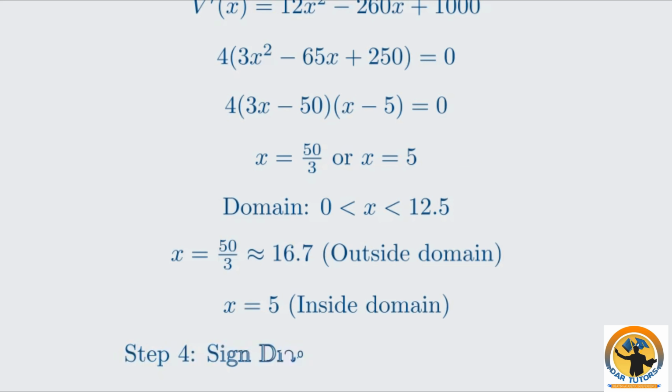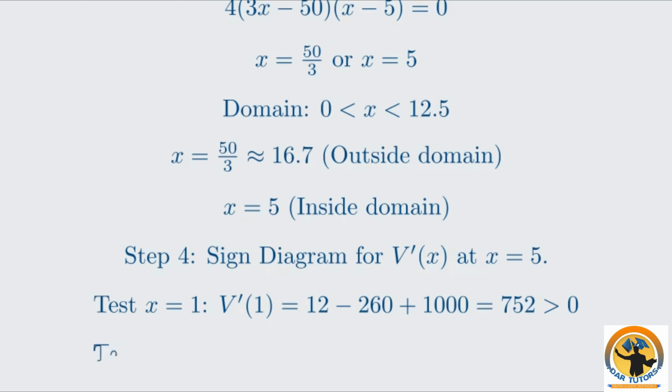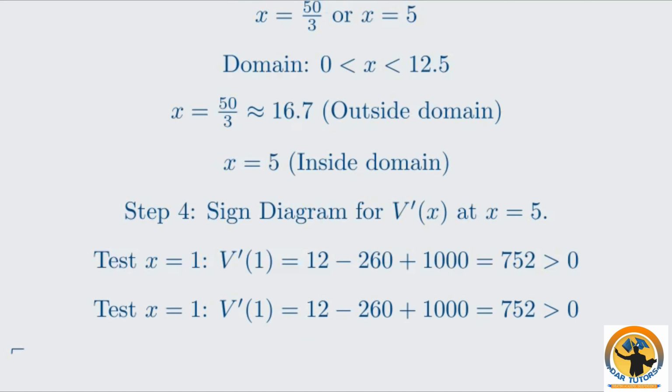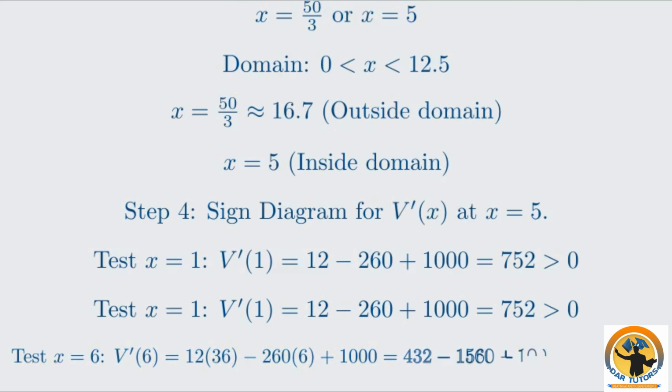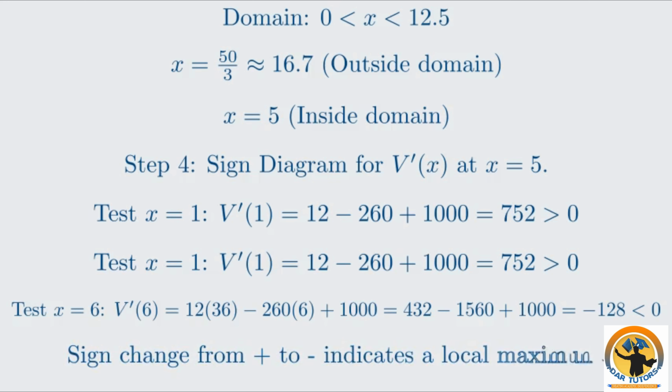Step 4. Classify the stationary point. Let's use a sign diagram for V prime of x. We test a value to the left of 5, say x equals 1. V prime of 1 is positive. We test a value to the right of 5, say x equals 6. V prime of 6 is negative. Since the derivative changes from positive to negative, we have a local maximum at x equals 5.